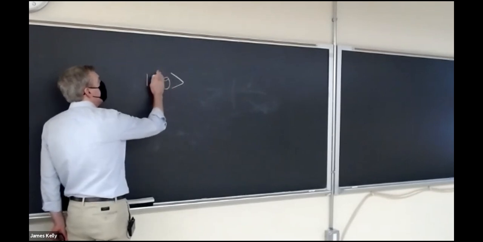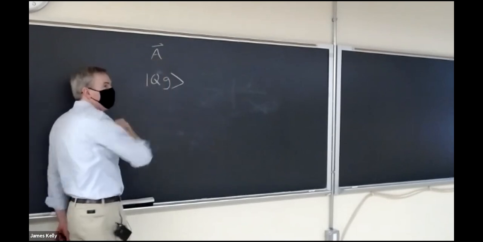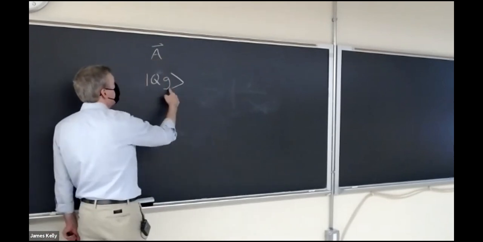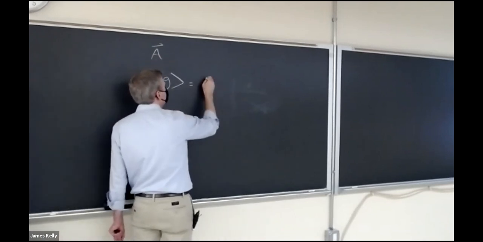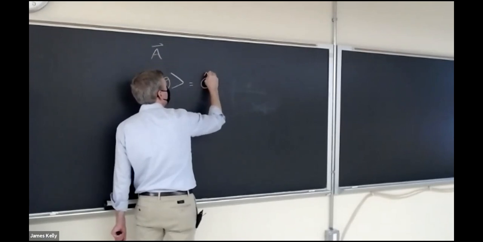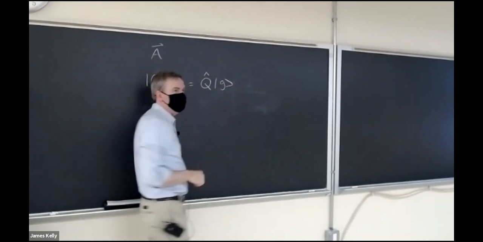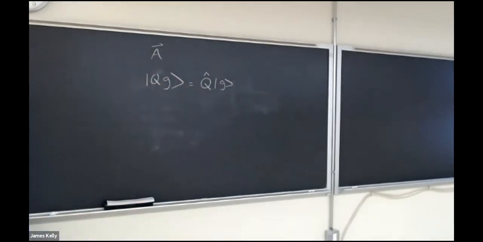Remember, this is just a symbol, just like when I write a vector, I'm welcome to put any symbol I want there to help me remind myself of what it means. This symbol is universally used in quantum mechanics, and it's supposed to remind you that it's the vector that results when the operator Q hat acts on the vector G.